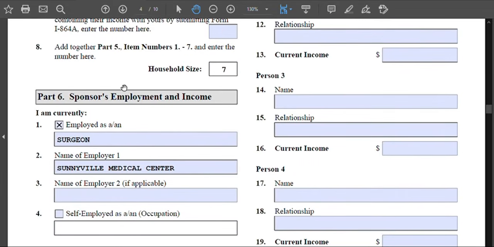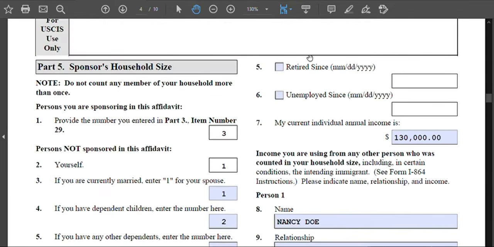Moving on to part 6. Here it is asking about your employment and income. So if you are currently employed, obviously select box number 1 and then indicate your position and where you work. If you have 2 jobs, obviously you can include 2 jobs. And if you have 3 jobs or whatever it is, if you have any additional information you want to provide, you can use the additional information page at the very end of this application. If you are self-employed, you can select box number 4 and indicate your occupation. If you are retired or unemployed, similarly, you can include this here.